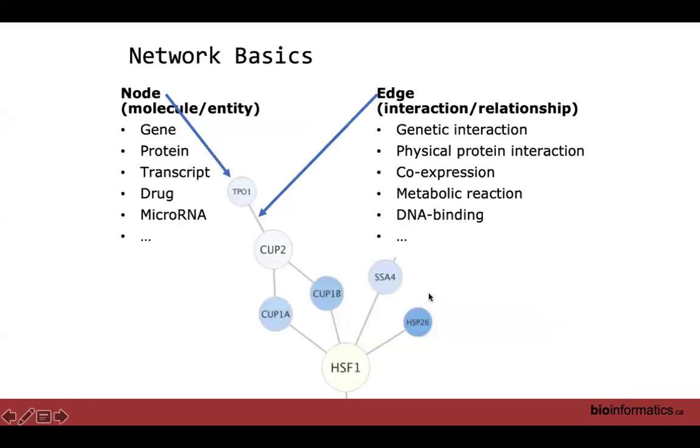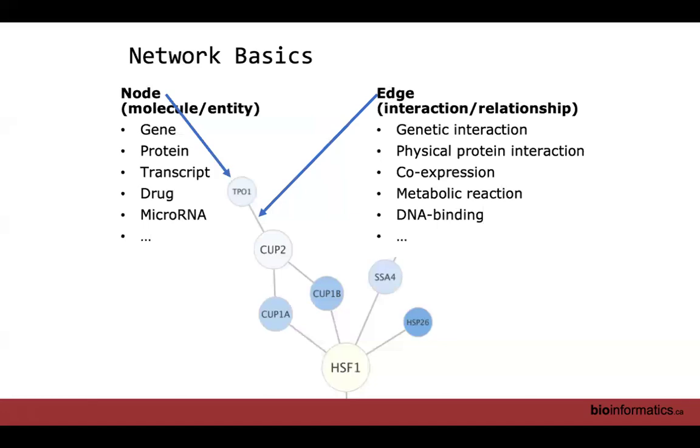So let's go over just some network basics, right? So what is a network? A network consists of nodes and edges. The node can be defined however you see fit. It does not necessarily have to be a gene, doesn't necessarily have to be a protein. It is something that is connected. It has an interaction or relationship with something else.